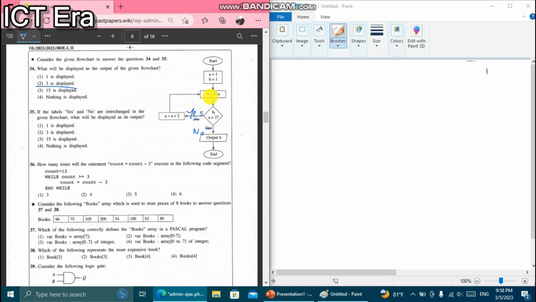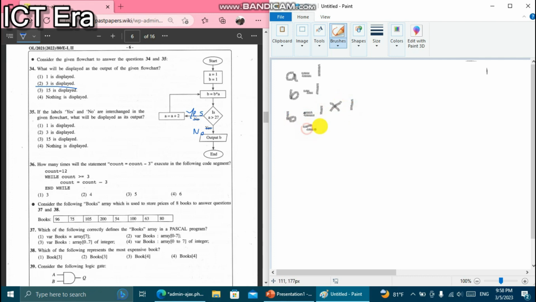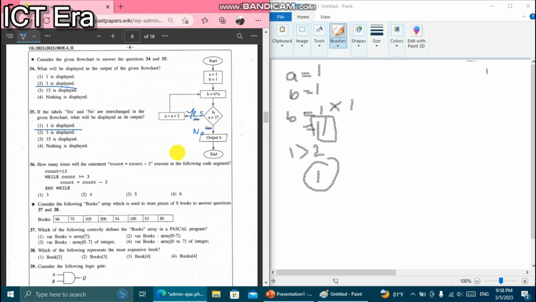Again let's do. Here A equals 1, B equals 1. Then new B equals previous B plus A, which equals 1. Then is 1 greater than 2? No. Then we have to stop the flowchart. So output B, what is the value of B? 1. So 1 is the output. 1 is displayed. Right. Now next one.